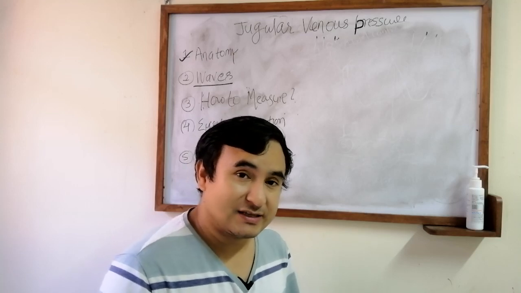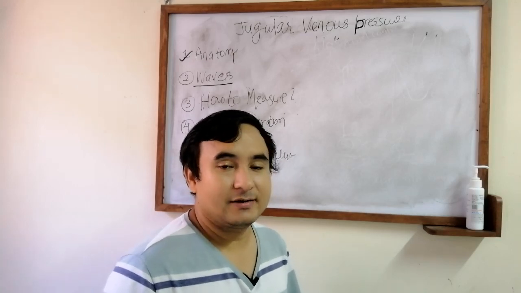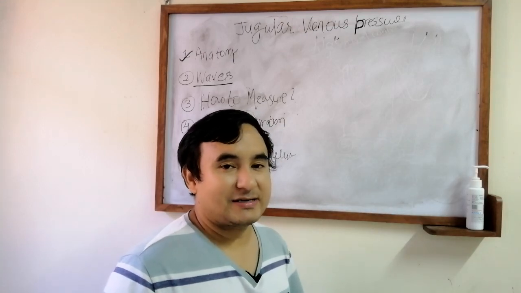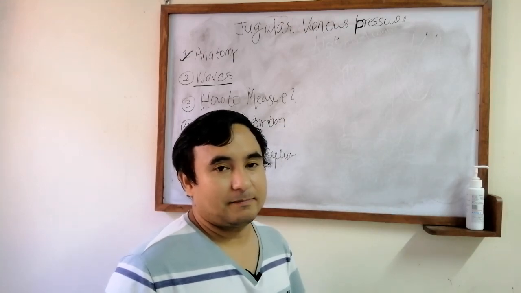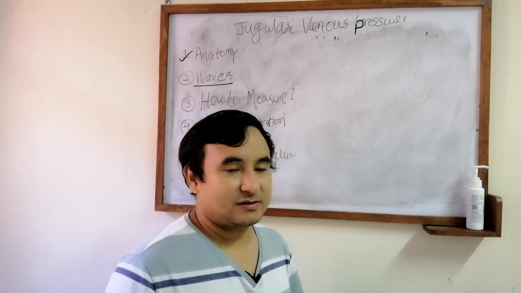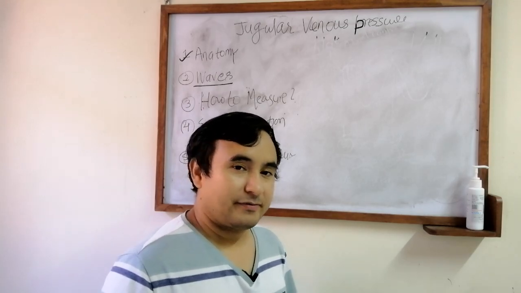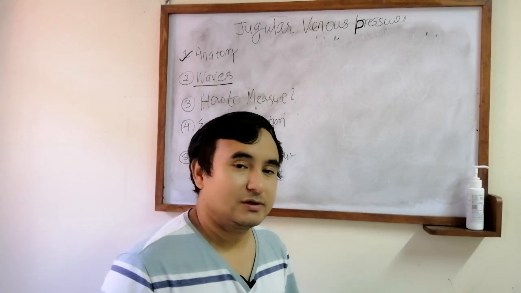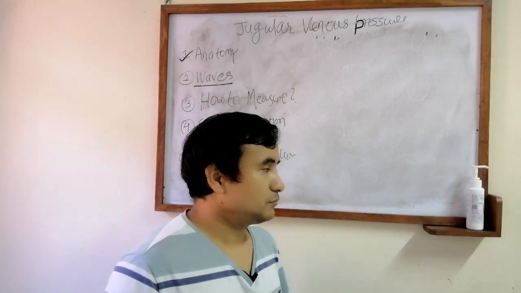Definitely we can see the JVP in the right external jugular vein, but there is a sharp bending of the right external jugular vein by 90 degrees in two places before coming to the superior vena cava, so it may not exactly reflect the pressure of the right atrium.